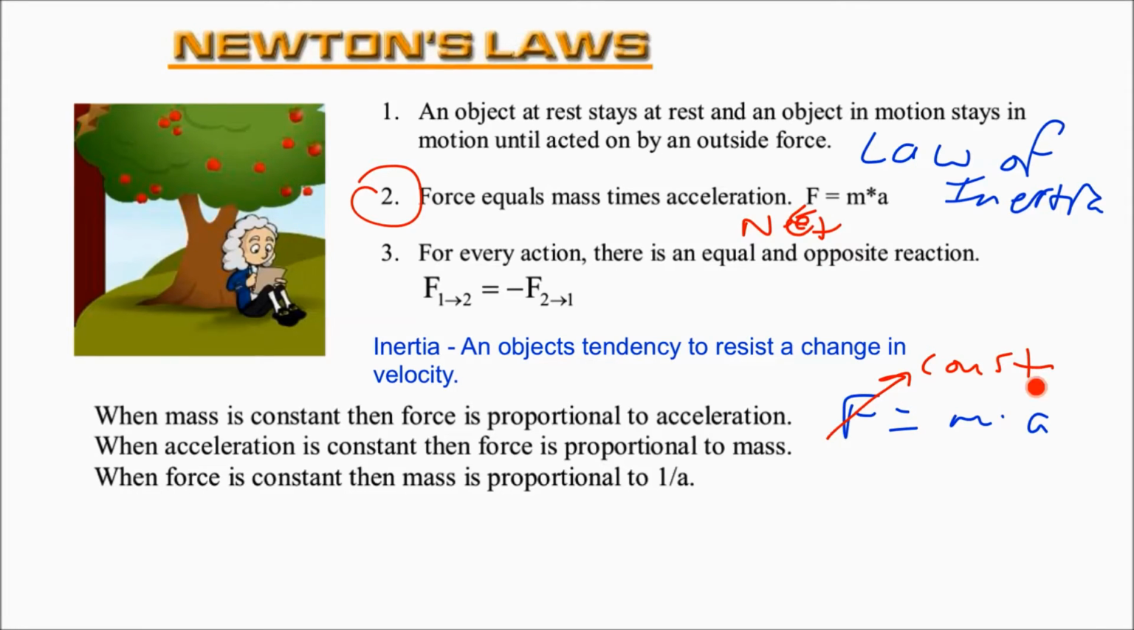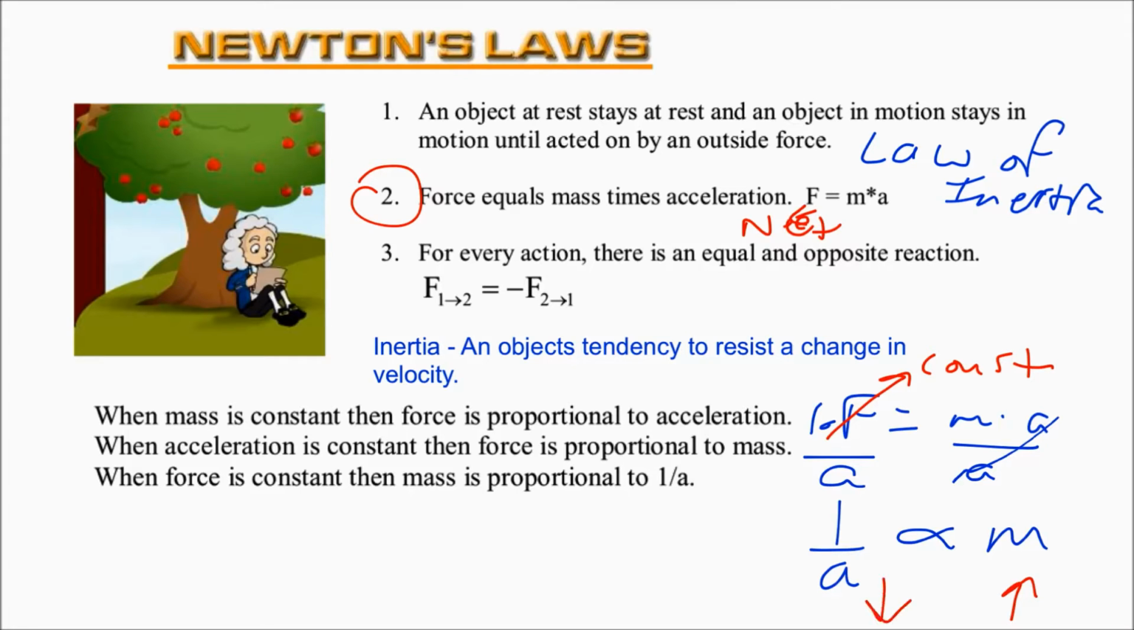Now, we can't leave these two things on the same side of the equal sign because then we can't tell anything to do with proportionality. So, I'm going to go ahead and divide by the acceleration on both sides. So that cancels out over here. Over here, that's the same as having a 1 times force, right? So we could say that 1 over the acceleration is proportional to the mass. In other words, the mass is indirectly proportional to the acceleration. So, if the mass goes up, the acceleration goes down, and vice versa.